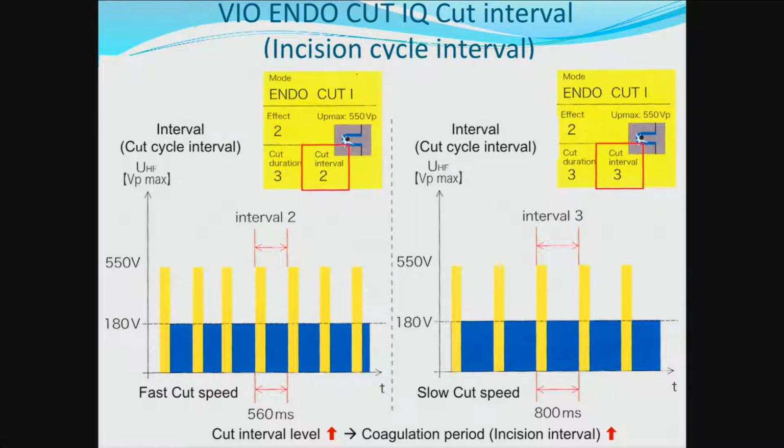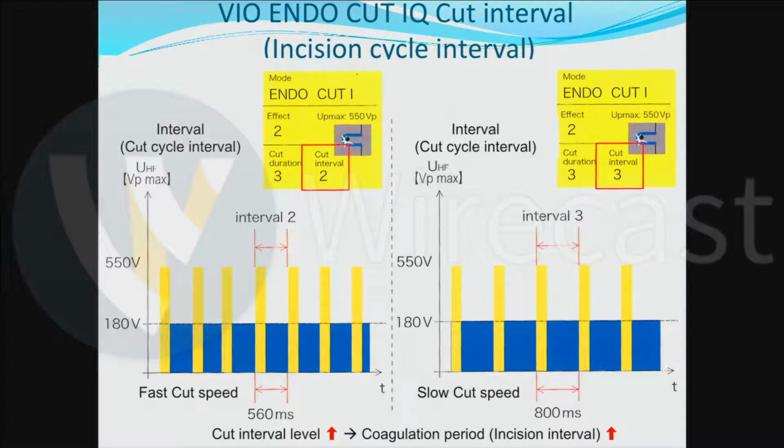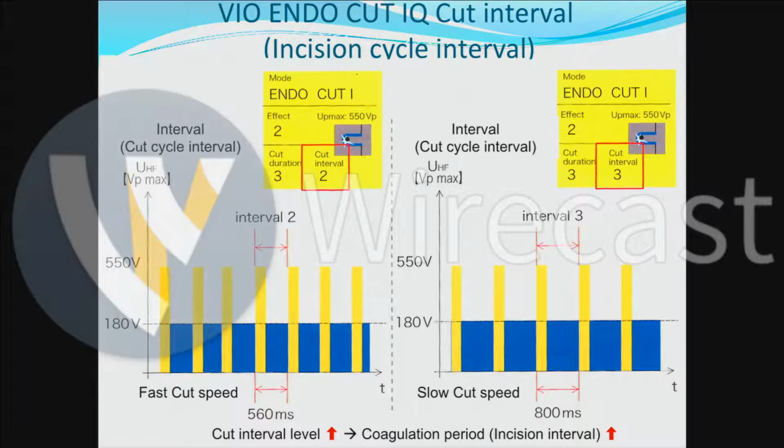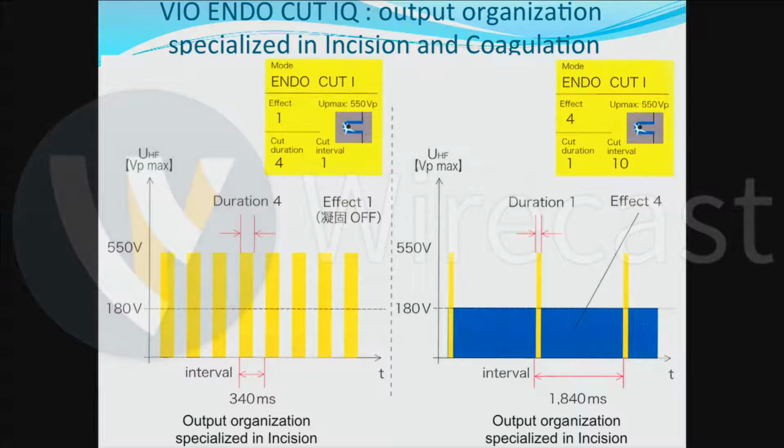In end cut IQ, there are 10 levels of cut interval, and incision and coagulation are alternately produced by the cycle settled by cut interval. In cut IQ, as incision cycle interval level increases, the coagulation period also increases with incision interval.